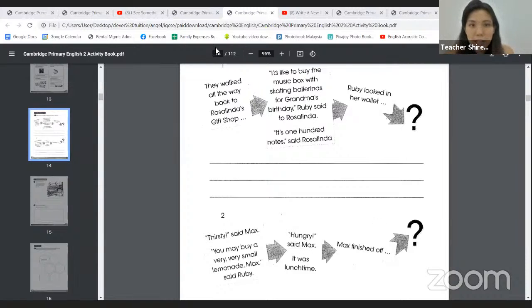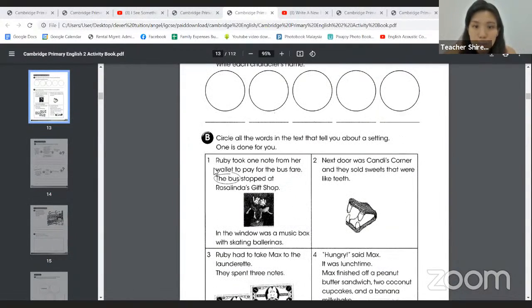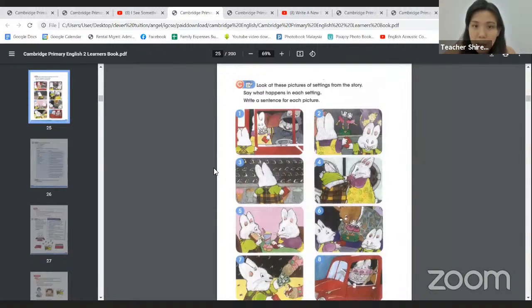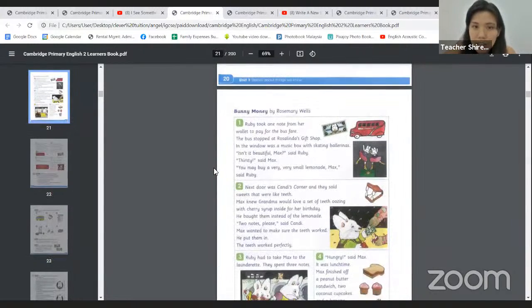Okay, today we're going to learn how to change the ending of the story. Do you still remember the story of the bunny money? We learned about the story of the bunny money, right? She wanted to celebrate her grandma's birthday, so she took some money to pay for the bus fare.